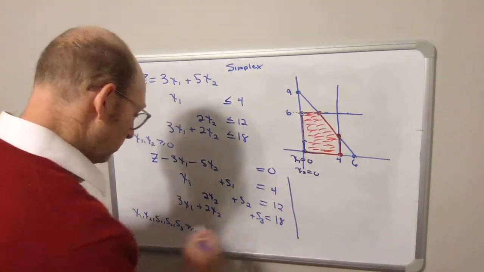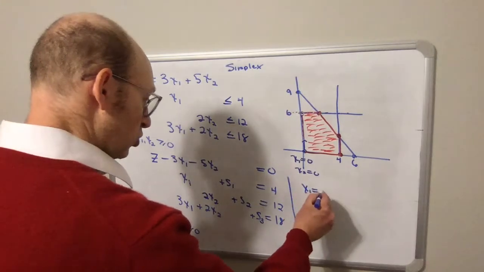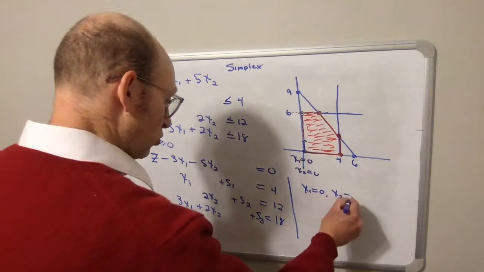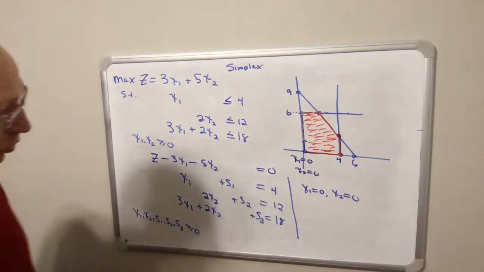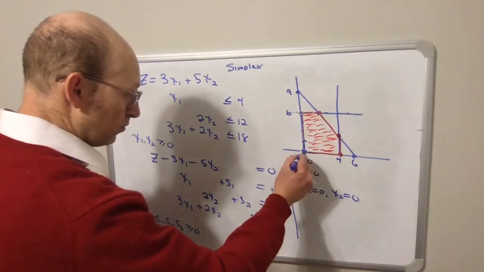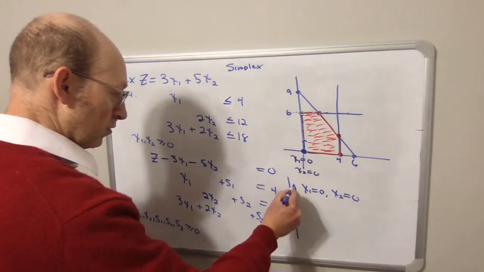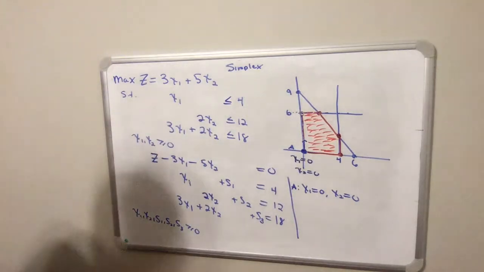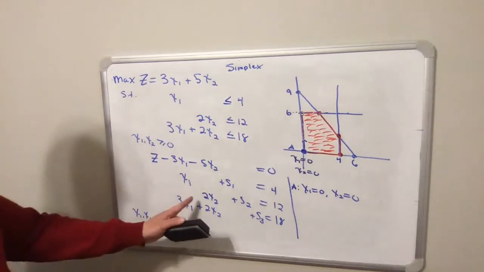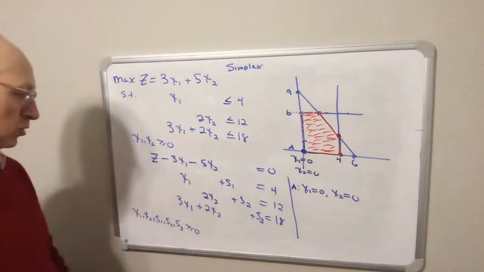So let's say we let x1 equals 0 and x2 equal to 0. Set 2 variables equal to 0. Well, we get this corner right here. So let's call that A. That's A right there. Okay, let's let x1 equals 0 and s2 equal to 0.